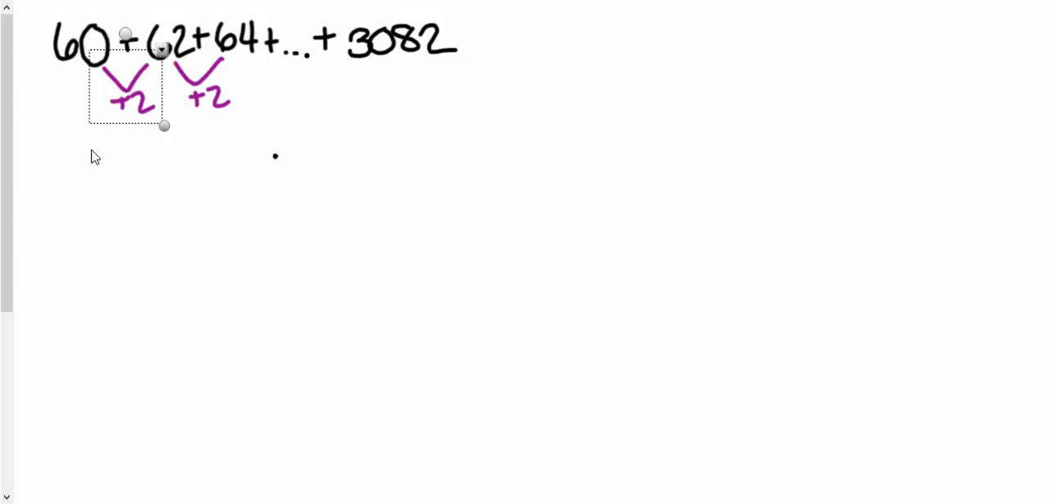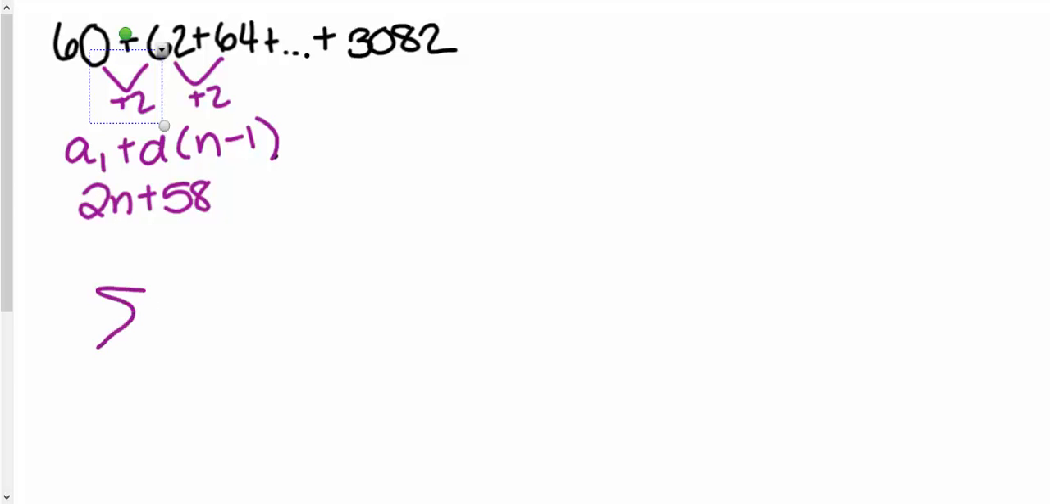So the formula for an arithmetic sequence is a sub 1 plus d times (n minus 1). Or in this case, if I go ahead and do all this and simplify it down, I'm going to get 2n plus 58. Now I want to go ahead and put this in a sigma. So for my sigma, you always have an infinity on top, n equals 1 on the bottom, and then our formula, the 2n plus 58.